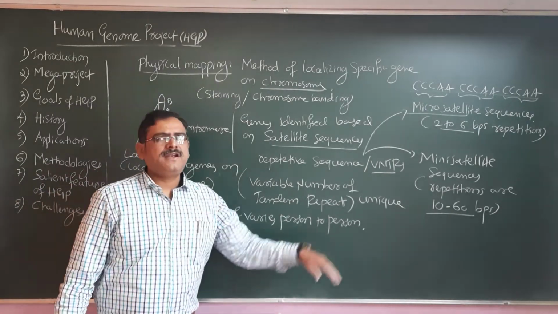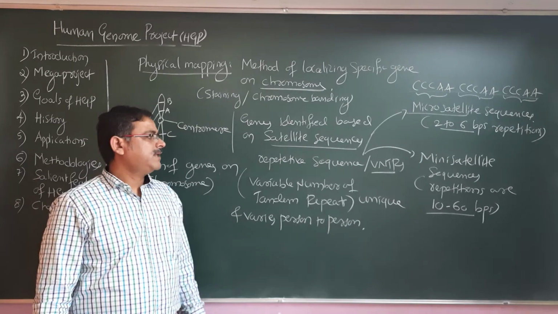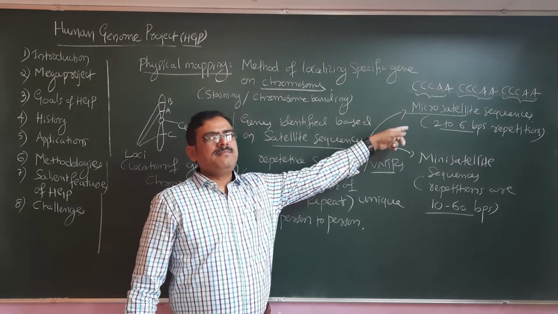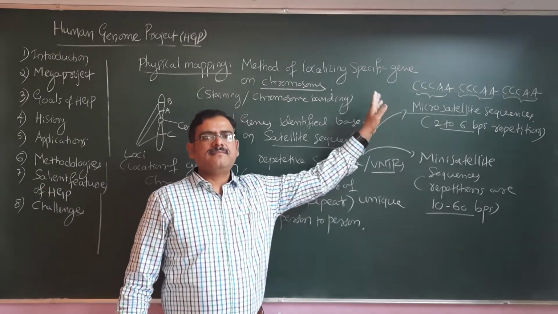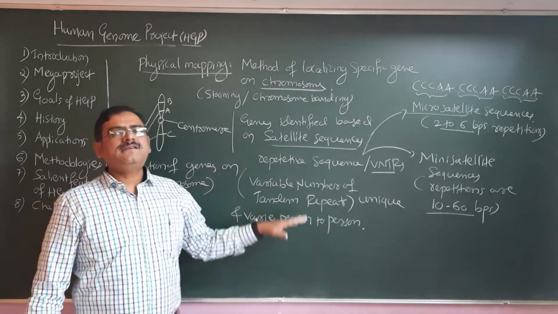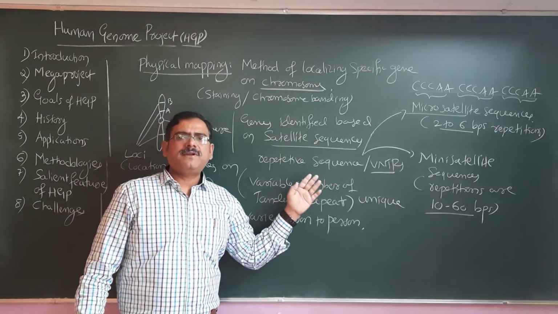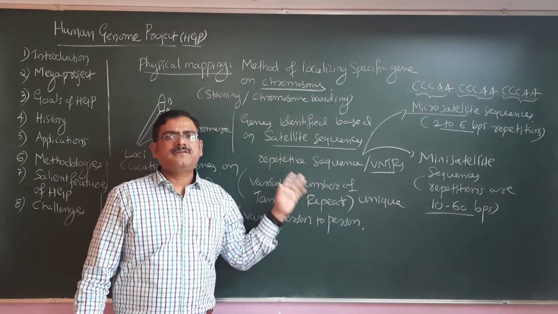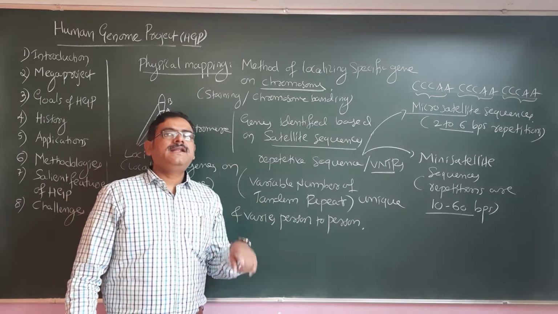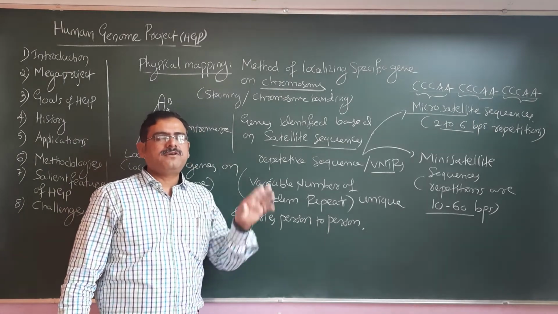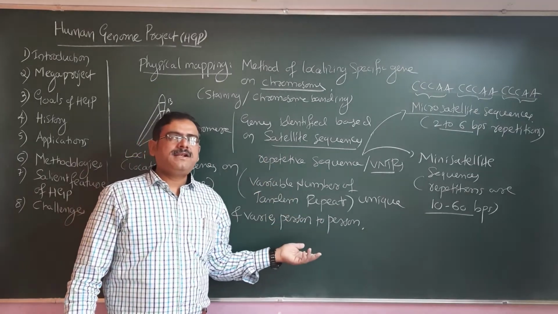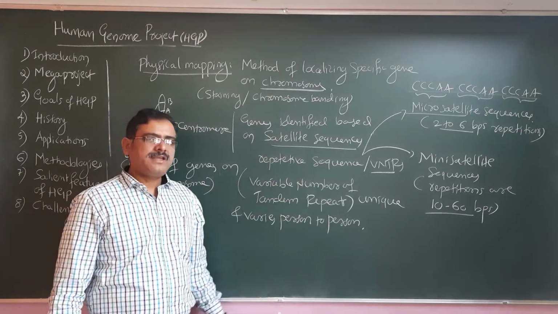When there are lots of repetitive sequences, we call them satellite sequences. They are also known as VNTRs, variable number of tandem repeats. See here, triple C and double A, triple C double A, repeated. These are called VNTRs. The pattern of repetition is very peculiar and varies from person to person, so uniqueness is there in the repetition. This is useful in identifying the difference between persons, because 99.9% of DNA is the same in all humans, but fingerprinting technology utilizes the presence of these VNTRs.